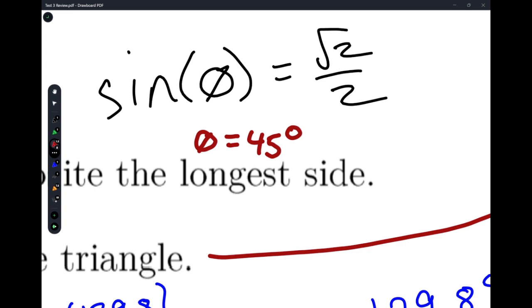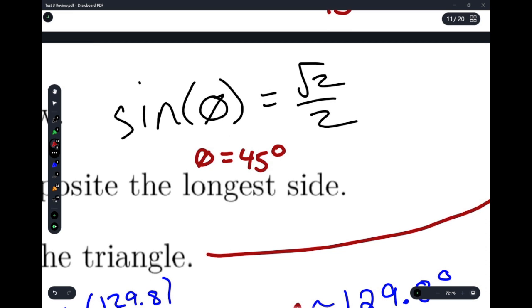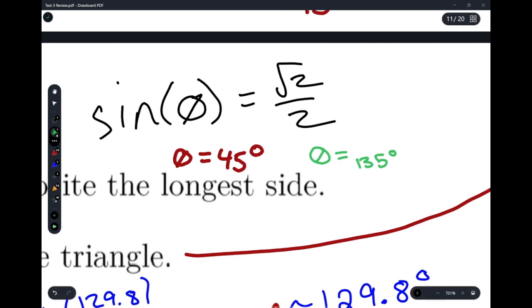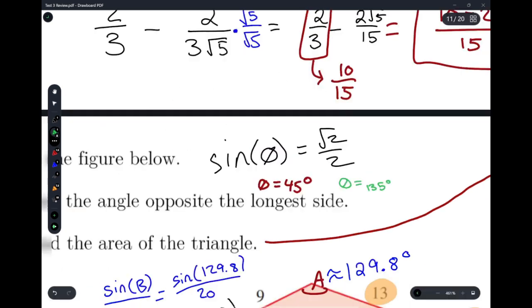See, this is why the calculator section can be a little tricky, because you trust it too much. It could be 45. Or it could be another angle. What's that angle? 135, right? Because I didn't ask you for the arc sine of root 2 over 2. I asked you where is the sine root 2 over 2. You should write both. So we went wrong.